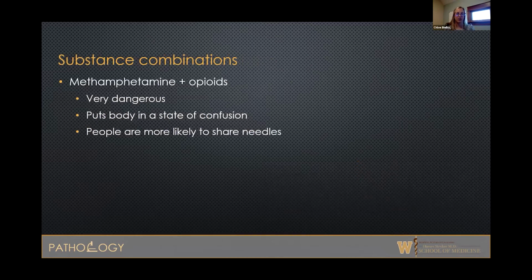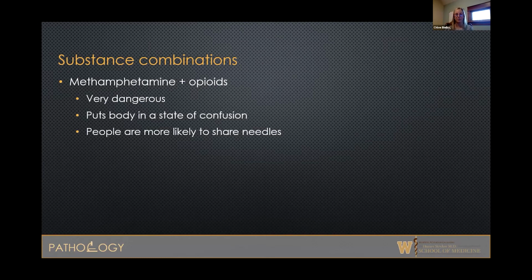So substance combinations, methamphetamine and opioids, obviously a stimulant and a depressant, they're very dangerous when together. Also dangerous alone, but together they put the body in a state of confusion and people are more likely to share needles, which then leads to other health effects such as hepatitis C and HIV. A study found that there was almost a 3 times increase of overdose when injecting heroin and methamphetamine versus just heroin. And those researchers also found that those who inject methamphetamine and heroin together were more likely to share their needles.